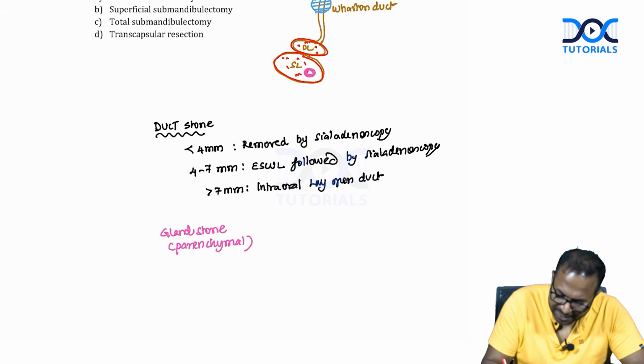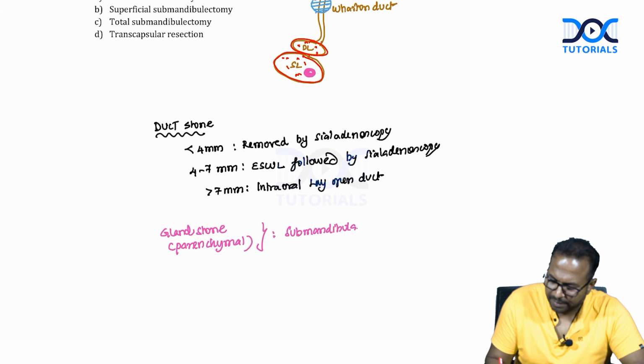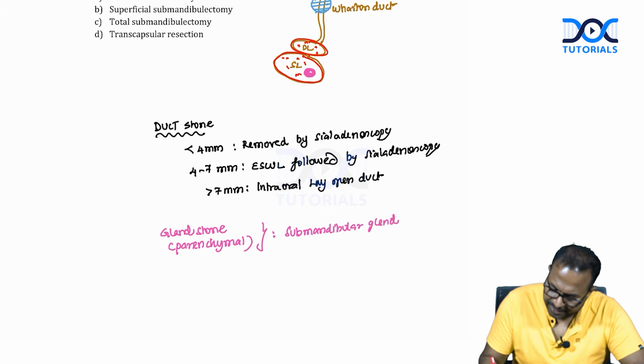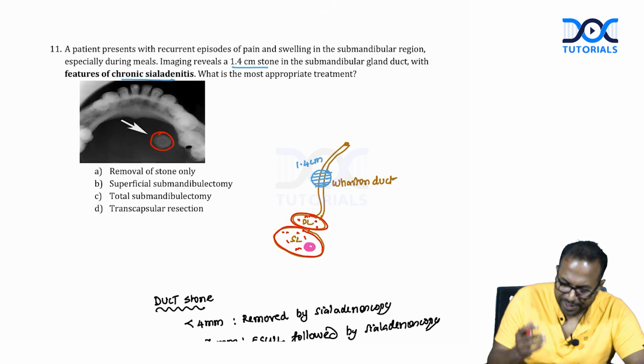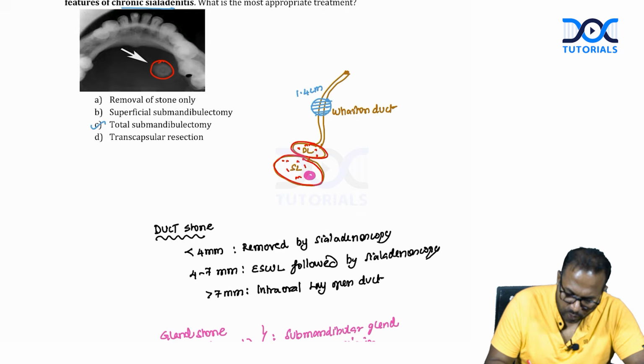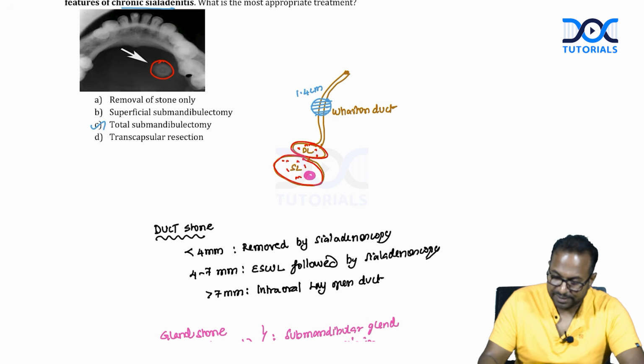The stone is in this place, which means we will go for submandibular gland excision. Total gland only; we cannot remove only the superficial or deep part. The submandibular gland is excised completely. So in this case, though the stone is in the duct only, the gland is not good. It is having sialoadenitis. So I will go for total submandibular gland excision.